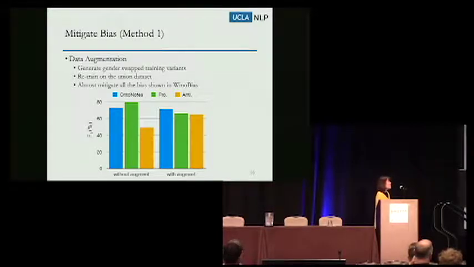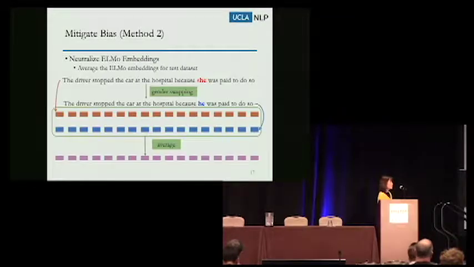The first method we propose is called data augmentation. What we do is generate gender-swapped training variants and union them with the original training set. We then retrain the whole model on this union dataset. We show that with this data augmentation method, we mitigate all the bias shown in the WinoBias dataset. So this method is effective, but we need to retrain the whole model. What if we don't want to retrain?